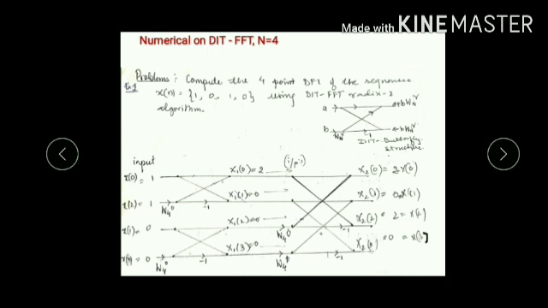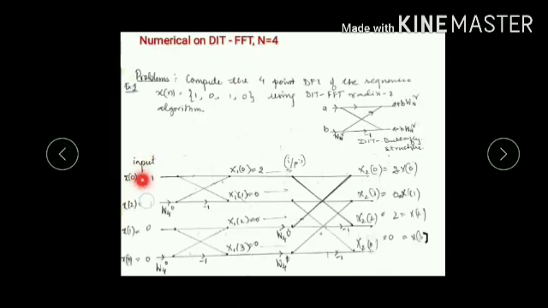Right. Now, in order to find x1 of 0, it is x of 0 plus x of 2 into W40. Am I right? x1 of 0 is equal to x of 0 plus x of 2 into W40. So you know the value of x of 0, which is 1. You know the value of x of 2, which is 1. You also know the value of W40 is 1. So it is 1 plus 1 into 1, which is 2.